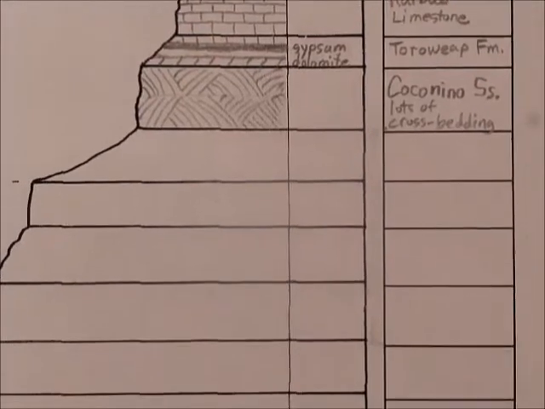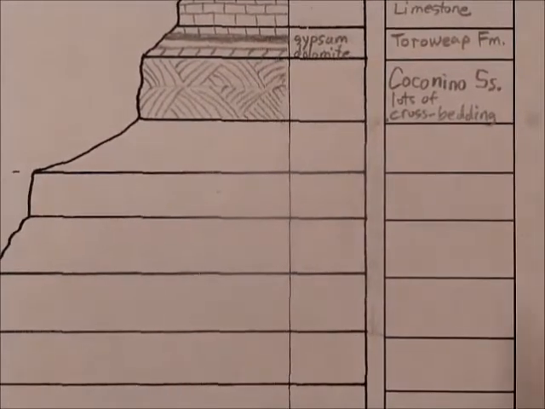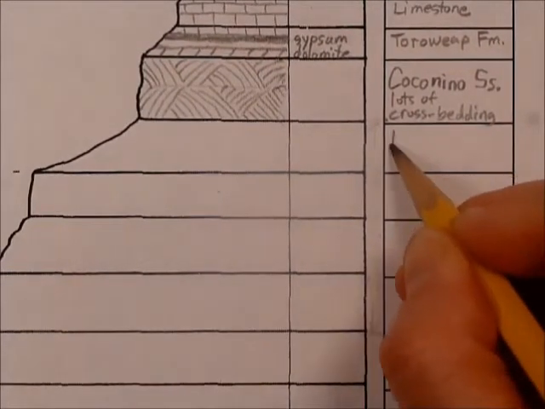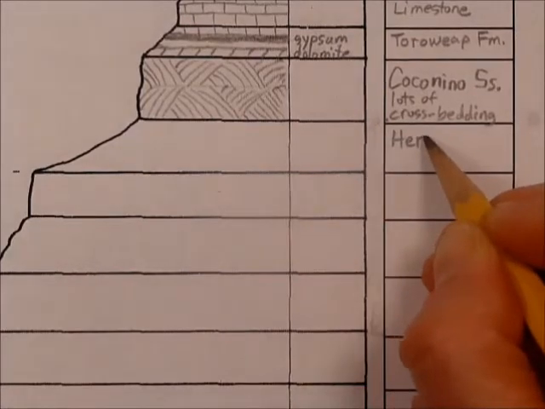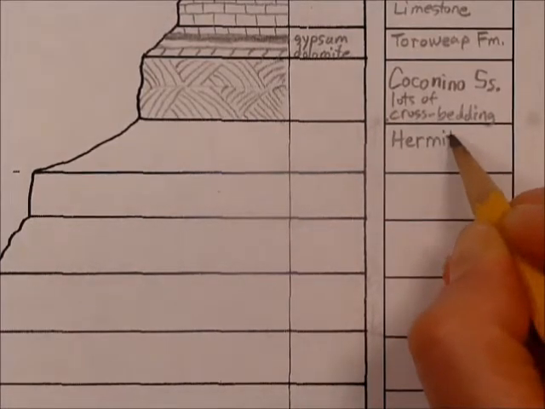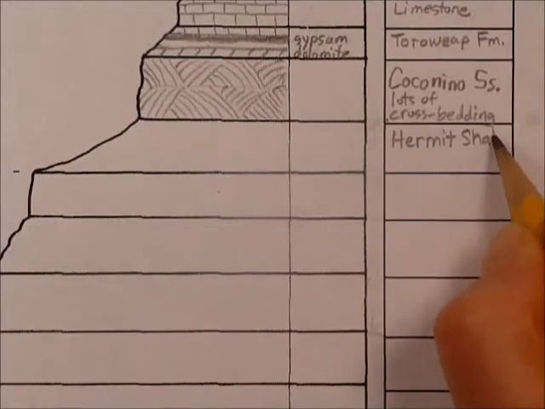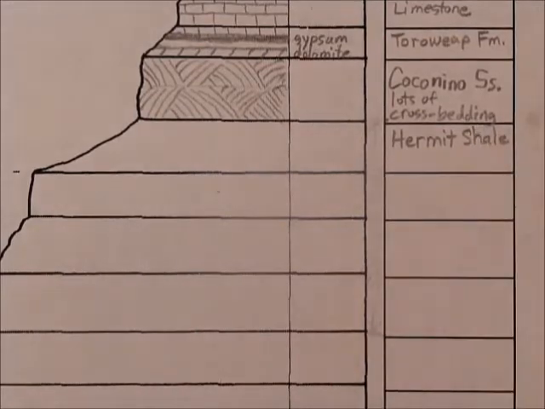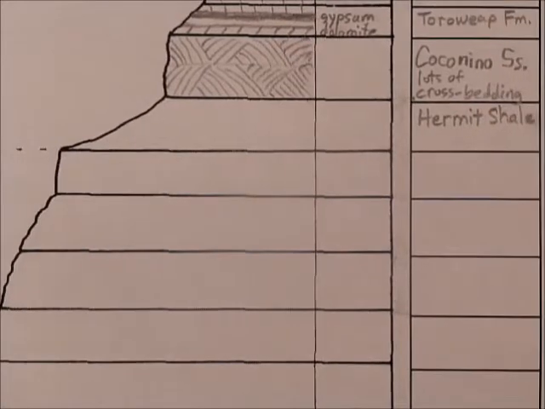and the next layer down is actually another well-known layer. It's called the Hermit Shale. H-E-R-M-I-T, shale. I guess a hermit's like a person that lives all alone in the wilderness. That kind of hermit. Like a hermit crab lives all alone in its shell. And the Hermit Shale is made of shale.